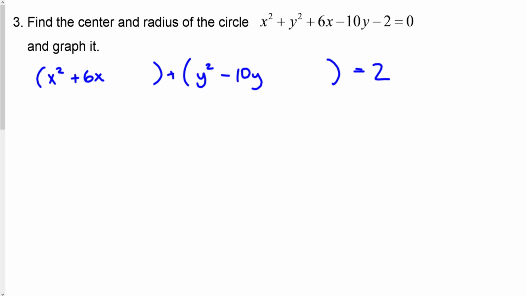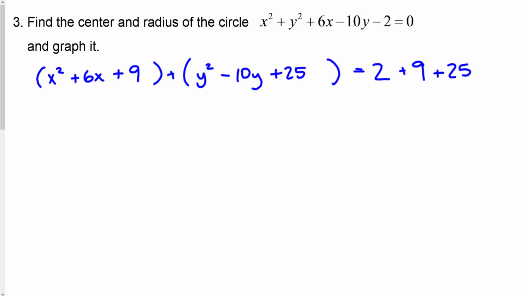Now, completing the square in the x, I take my b term, which is 6, divide it by 2, that gives me 3, and then I square that number, and that will give me a 9. So I'm going to add 9 to both sides of the equation. In the y variable, if I take the b term, which is negative 10, divide that by 2, that gives me negative 5, square that, I get 25. So I'm going to add 25 to both sides.